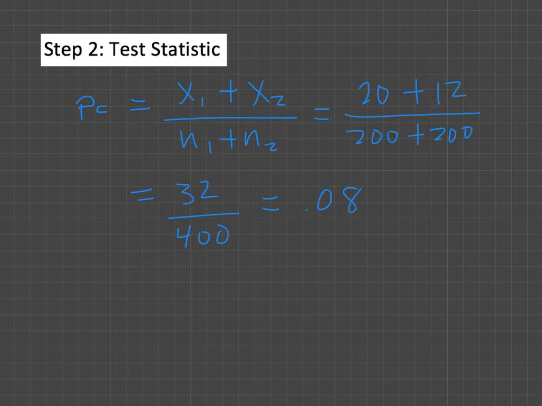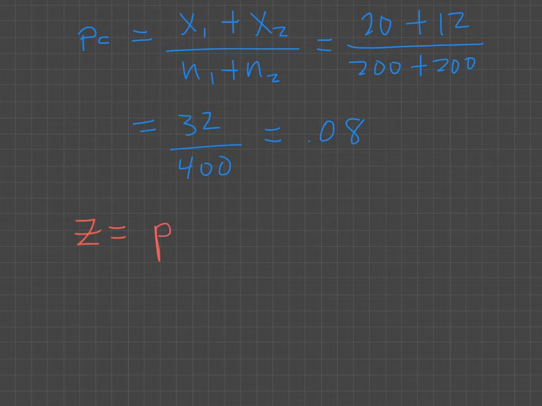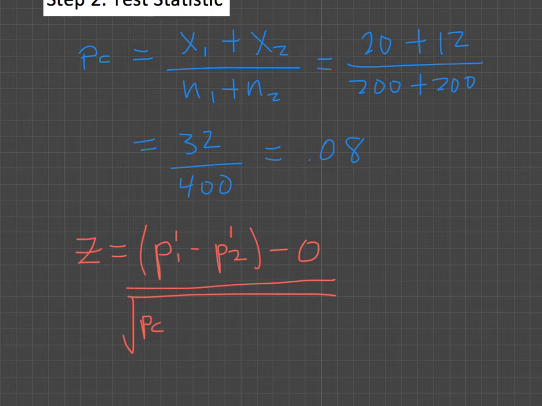Now we can find the test statistic, which is always going to be z because it's proportion. So the formula is we take p prime 1 minus p prime 2 minus 0. Obviously, you don't really have to do that, but that is like that 0 that's in the hypotheses. And then that's over the square root of pc times 1 minus pc times, in parentheses, 1 over n1 plus 1 over n2.